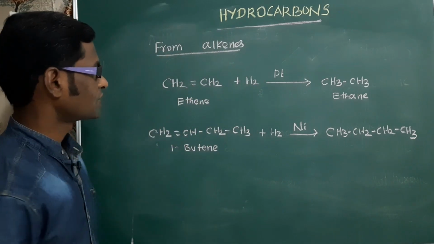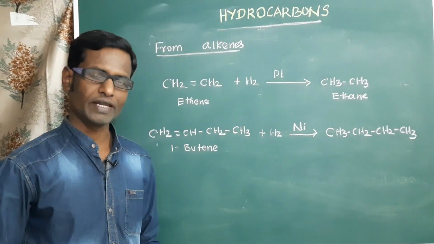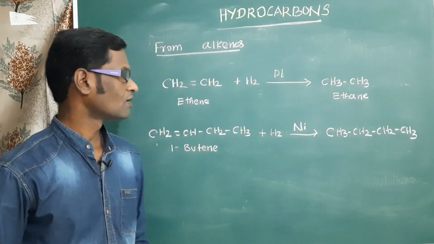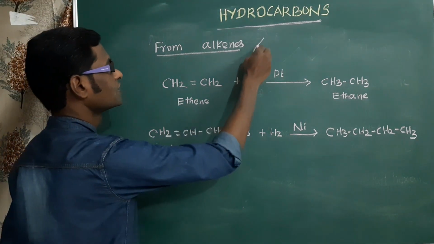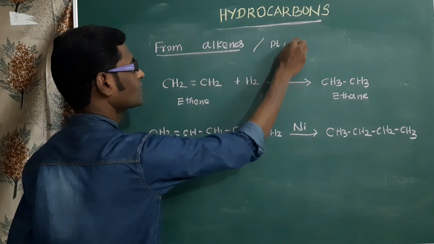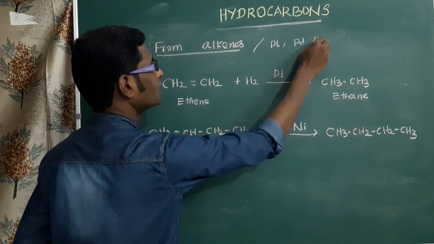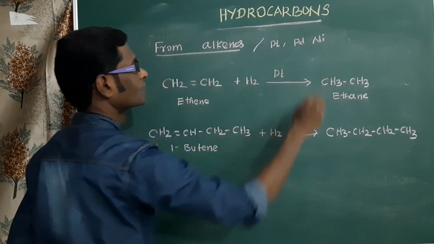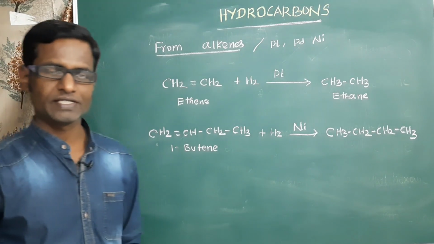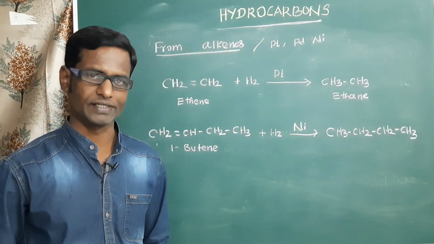First method, preparation of alkane from alkene. Name of the reaction: hydrogenation. What catalysts can we use in this reaction? Platinum or palladium or nickel. They are called hydrogenation catalysts or reducing agents.